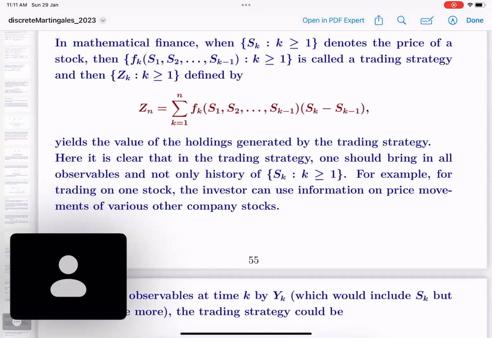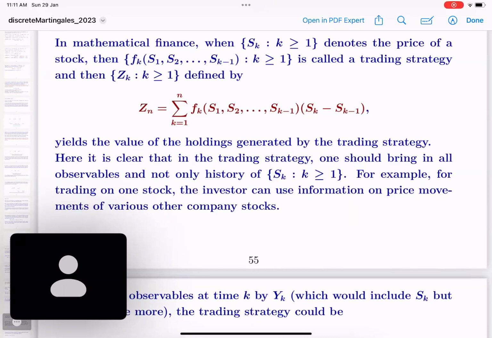Now, it's clear here that for a trading strategy, one could bring in all the other observables and not only the history of Sk. So in other words, if somebody is interested in, let's say, bidding for Tata TCS, and Sk is denoting the TCS shares. Now, how much to buy TCS shares, you can depend on whatever happened in TCS shares till yesterday, but you can also see what happened in Infosys shares, what happened in other stock shares, or overall what happened in the economy or anything else.